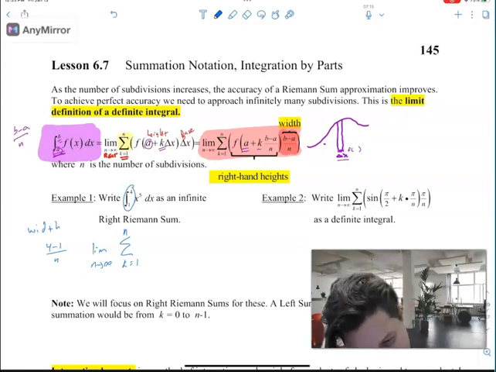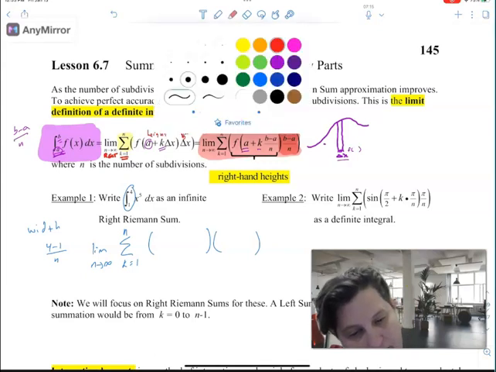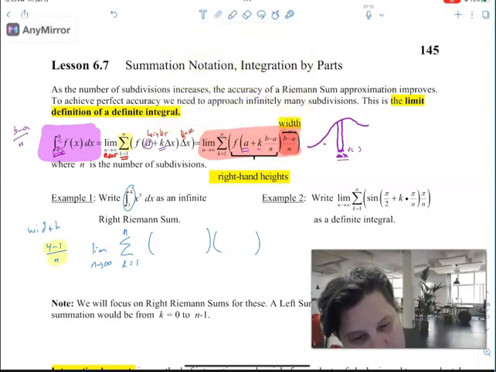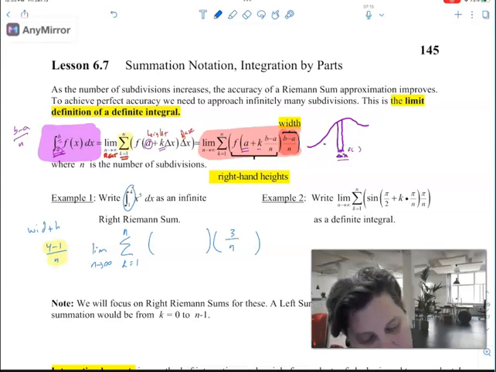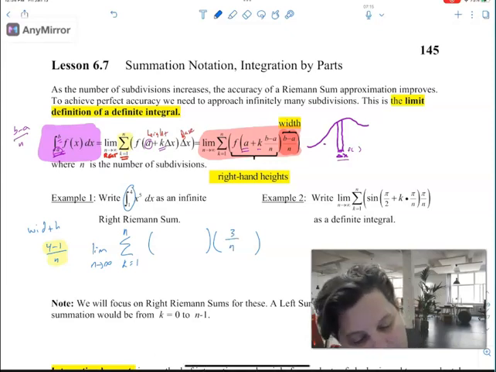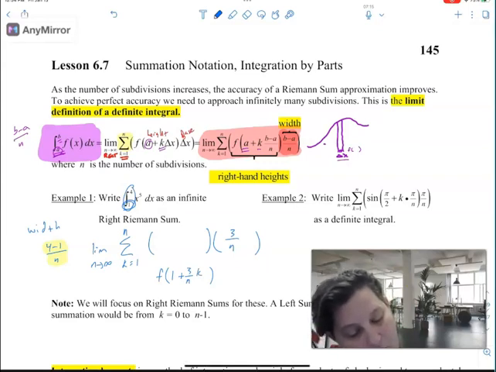All right, now the base is right here. The base of each rectangle is 3 over n. So I'll go and put that right there. And then this inside here is f of, right? And then it's whatever I started at, which is 1, plus the width of the base k times. Well, they put the k in front of it, but that's fine. So it's f of 1 and then k rectangles with the width of 3 over n.